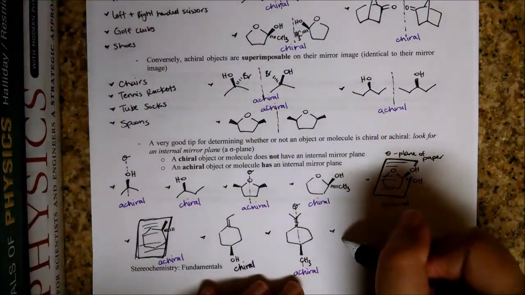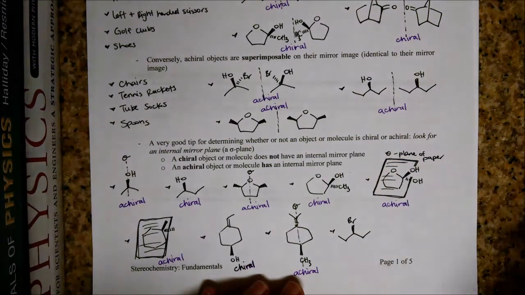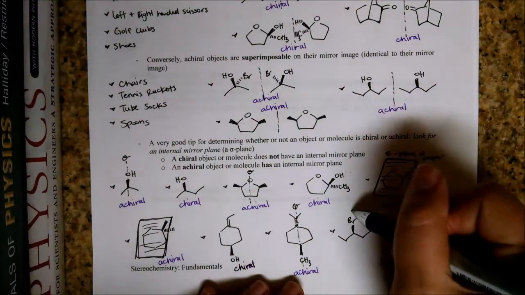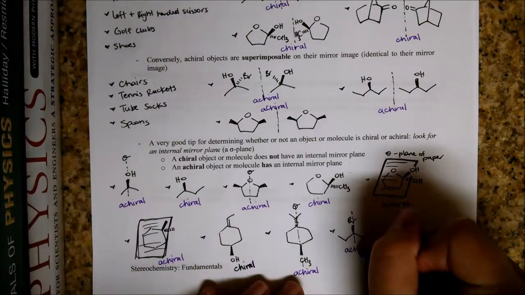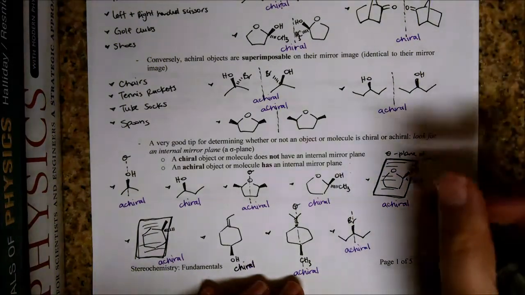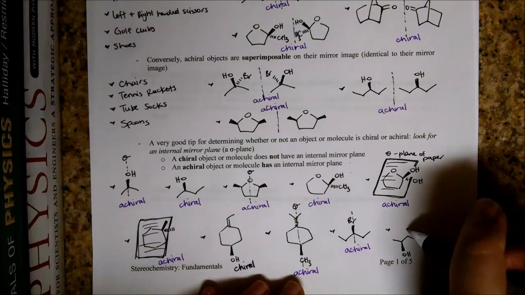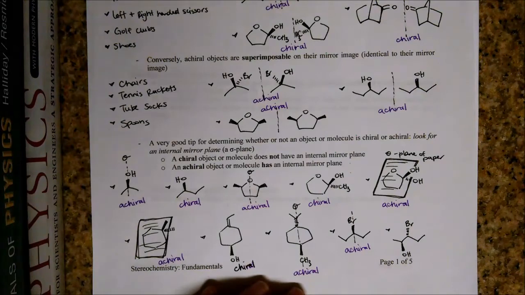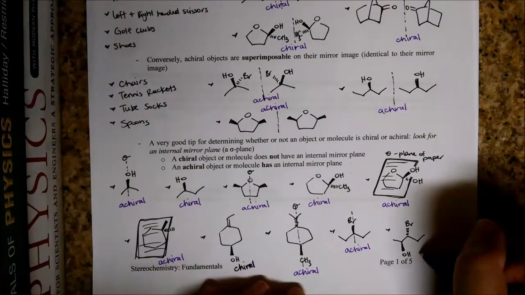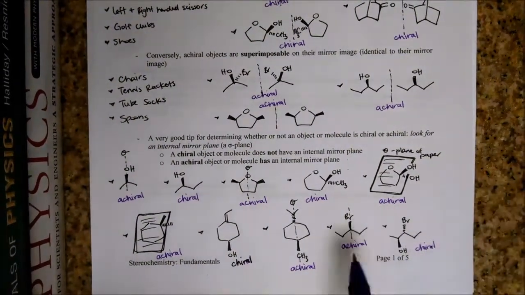Okay, so look for these internal mirror planes. They will be very, very helpful. Okay, do you guys see it? Right down the middle. Okay, this guy is achiral. And one more. OH, BR. Still don't see any sigma plane. This guy is chiral. Okay, so there's definitely an inherent symmetry to the molecule when it's achiral, right?